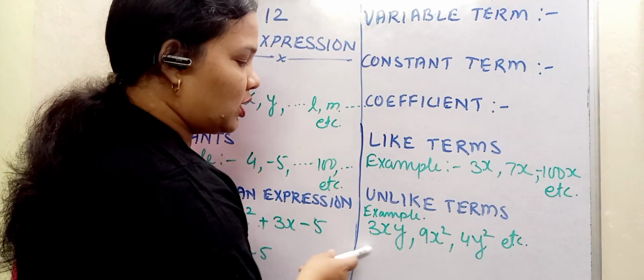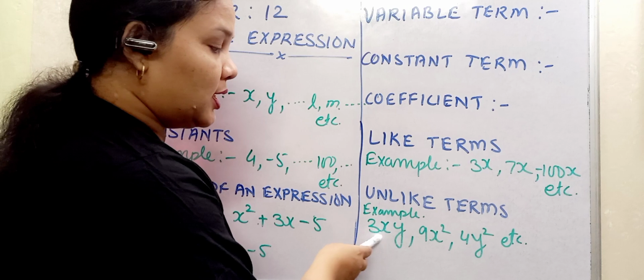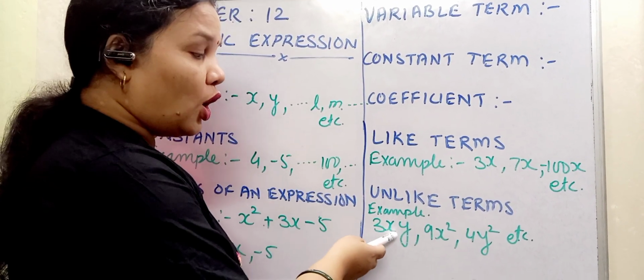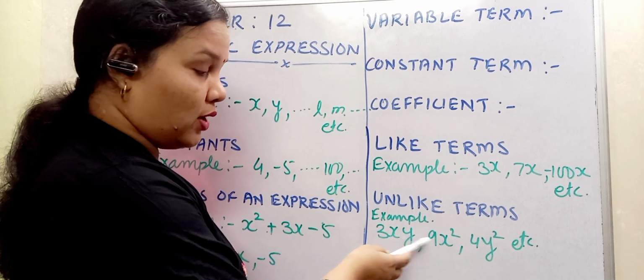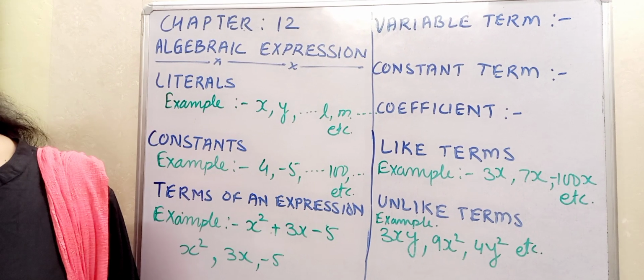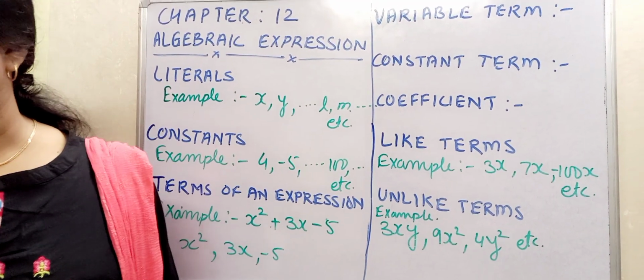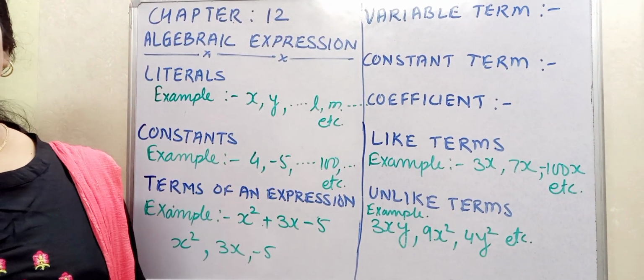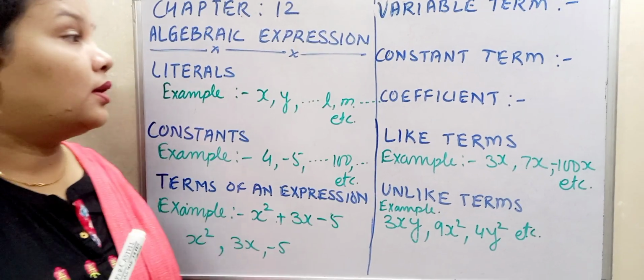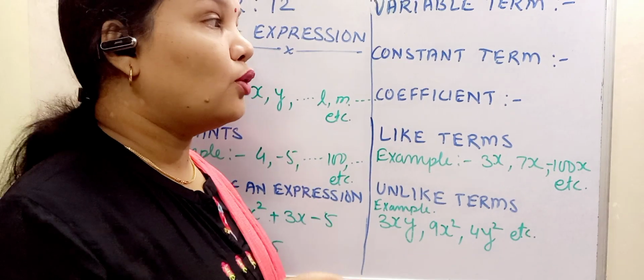Suppose here I am taking 3xy. So I can say that 3 is the coefficient of xy, or 3x is the coefficient of y, or 3y is the coefficient of x. It is actually about the product, or the factors in it. Okay, so now you understand what a coefficient is.